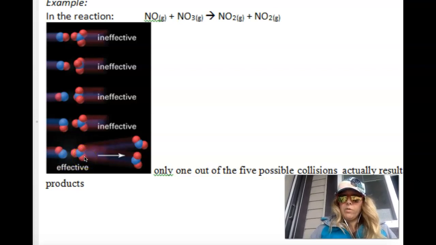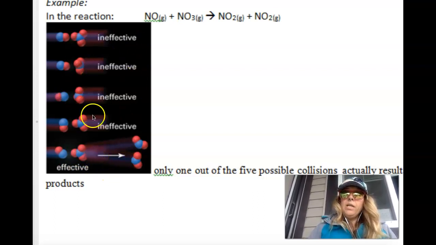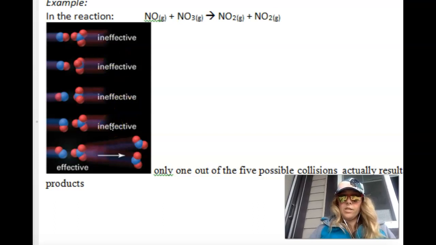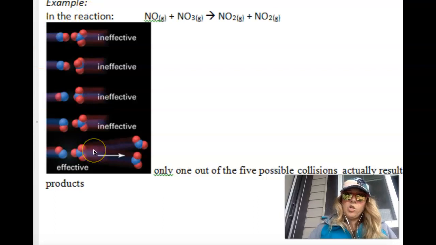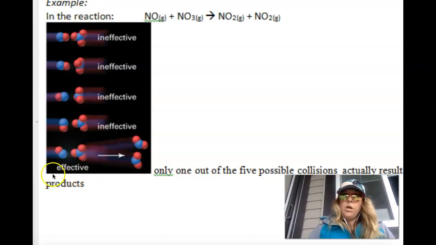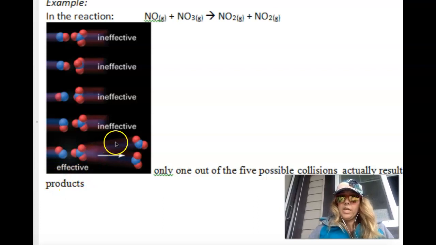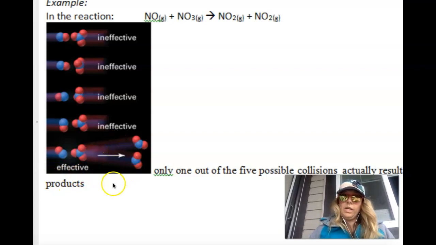Okay, we're never going to give you pictures and ask you what's going to be successful and what isn't. I'm just trying to illustrate to you why many collisions don't work. Many collisions don't turn into products because they just don't hit the right way. And if they don't hit the right way, they never stand a chance of actually forming products. So that's one limitation as to whether a reaction will occur quickly or slowly: are they hitting with the right orientation on a frequent basis or an infrequent basis?